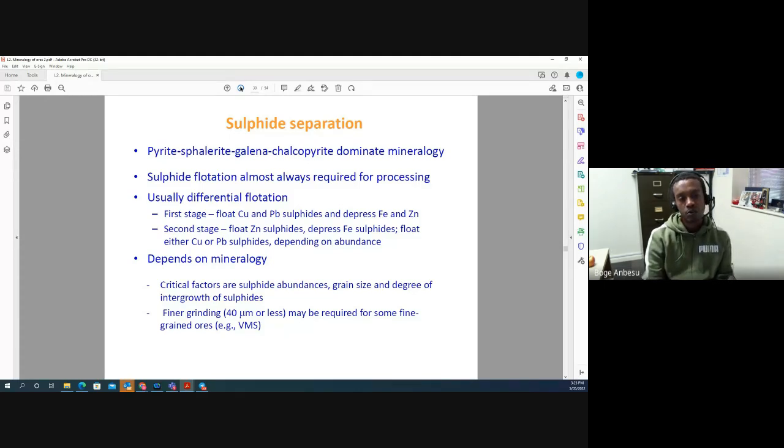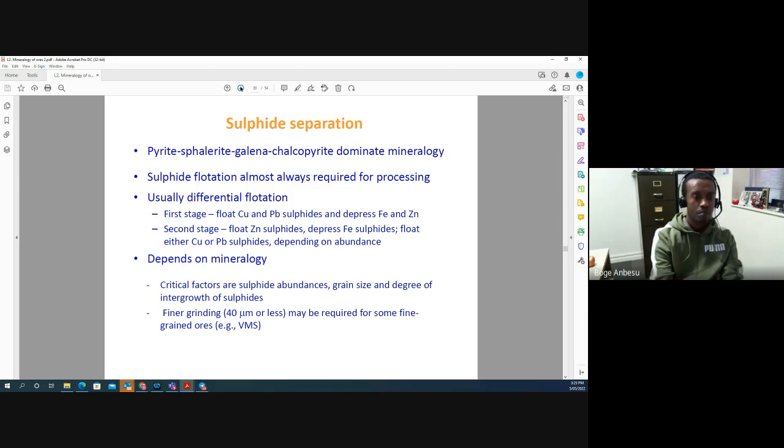So what can we do? We can maybe first try to float all of them together. So in this case, we float all the sulfides and reject the silicate material away first. Okay, maybe now we have 10% account for the sulfides, the remaining 90% is waste silicate. So that's the first stage you can do. Then you have to look at the second stage where you have to separate the sulfides from one another.